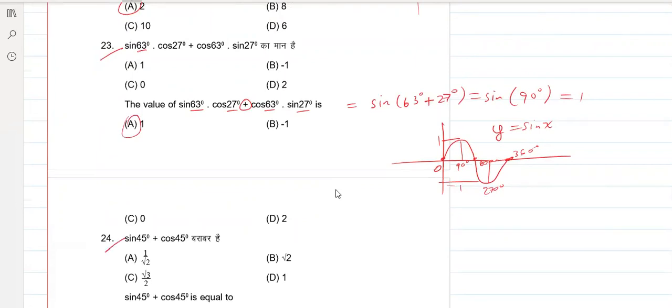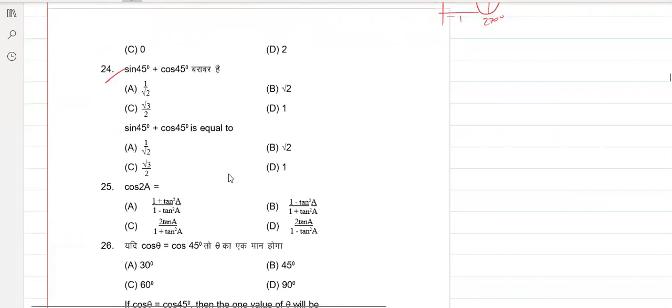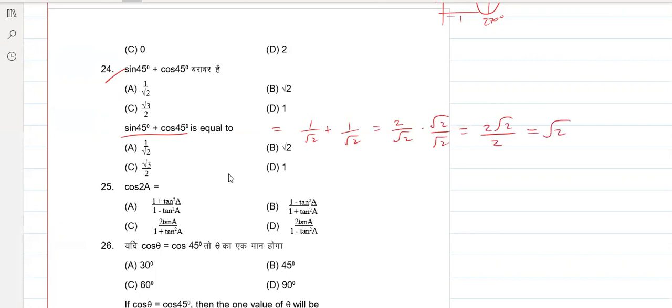Question number 24. We have sine 45 plus cos 45. So what is sine 45 plus cos 45 equal to? Sine of 45 is 1 over root 2 plus 1 over root 2, which is 2 over root 2. Looks like we are rationalizing here, guys. Remember 1 plus 1 is 2. Root 2 is the LCD. So rationalize root 2 over root 2, which is equal to 2 root 2 over 2, which is equal to root 2. Solution should be root 2.